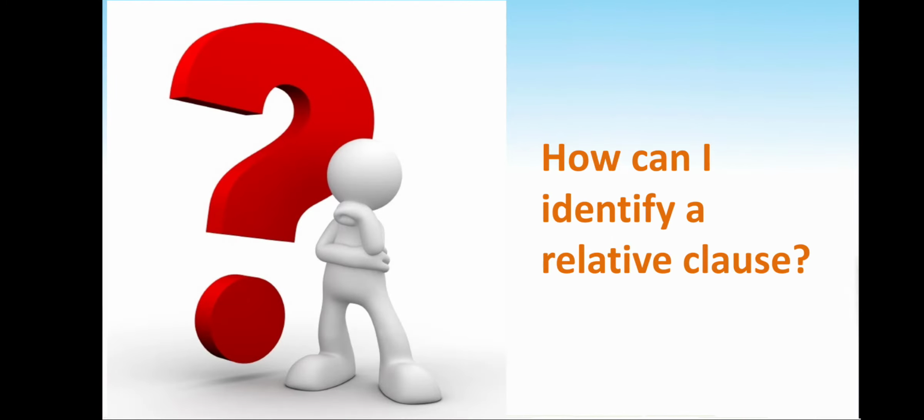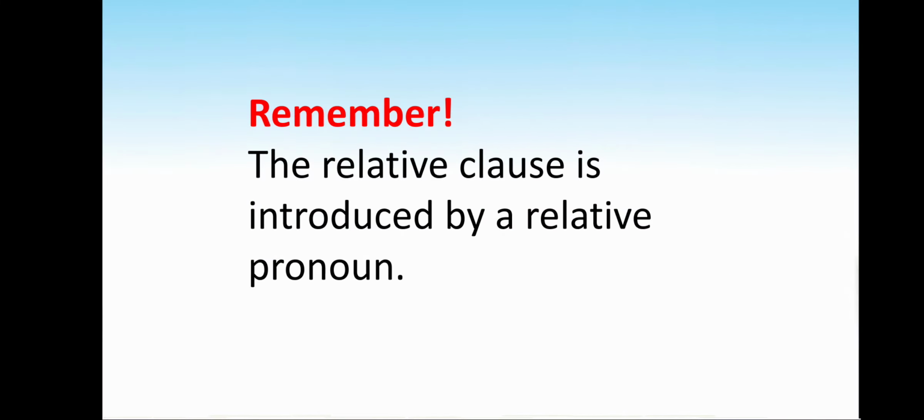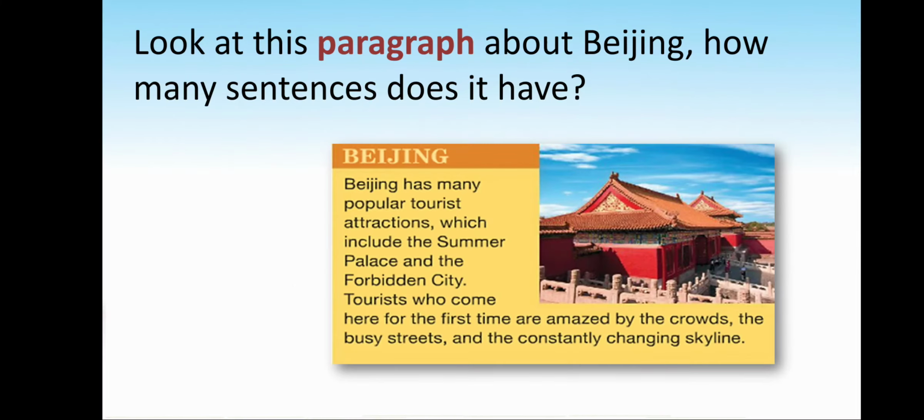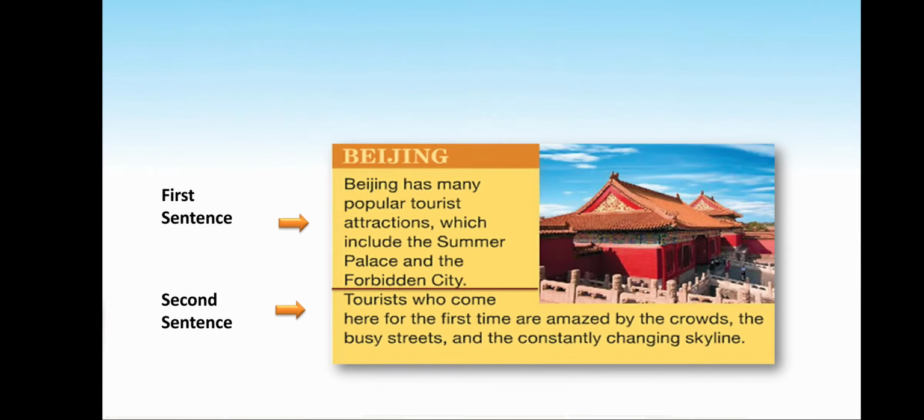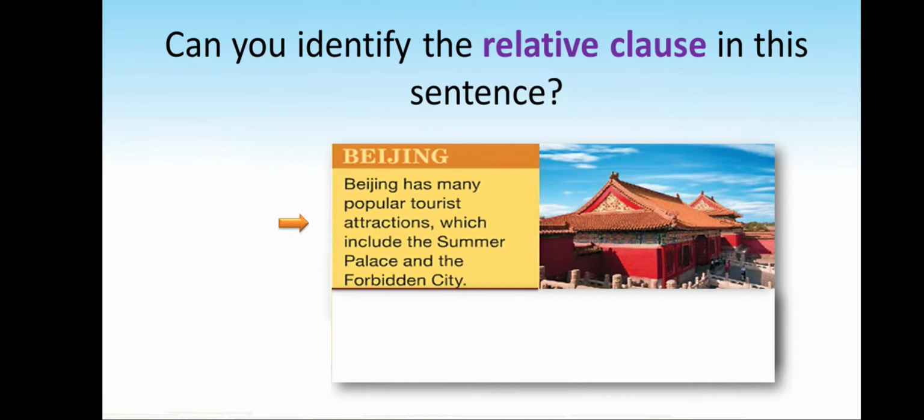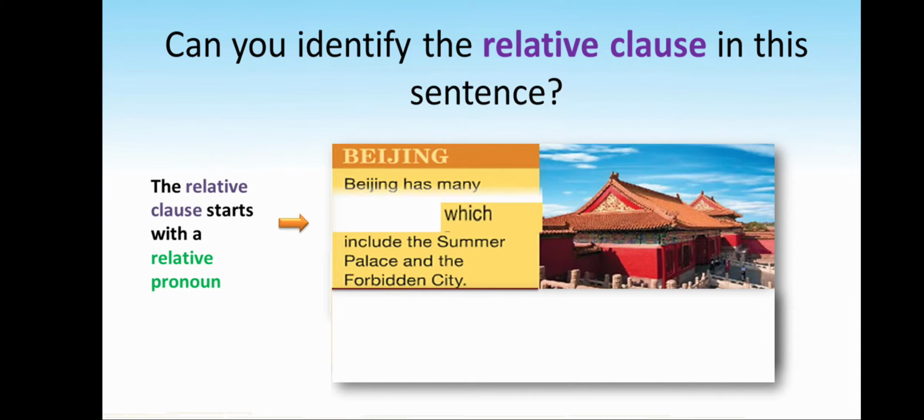How can I identify a relative clause? Remember, the relative clause is introduced by a relative pronoun. Look at this paragraph about Beijing. How many sentences does it have? It has 2 sentences. Let's focus our attention on the first sentence. Can you identify the relative clause in this sentence? Remember, the relative clause starts with a relative pronoun. Yes, the relative clause is, which include the Summer Palace and the Forbidden City.